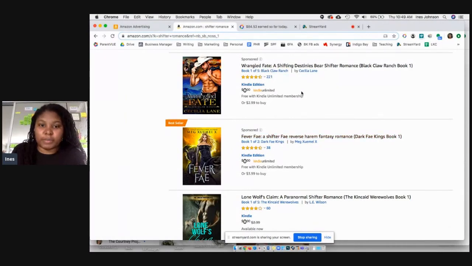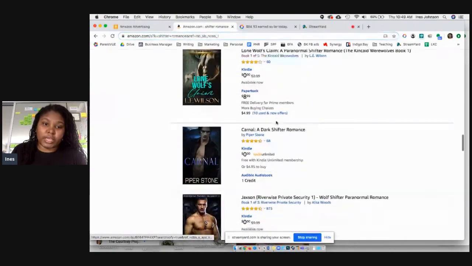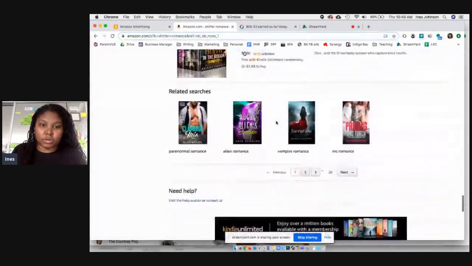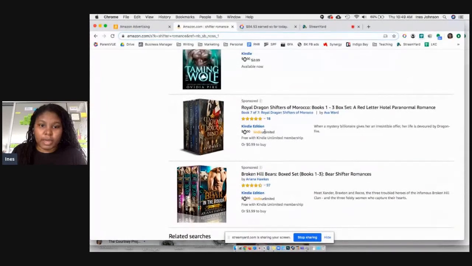product ads here with people who are paying to, whenever someone types in the word shifter romance, have their book show up. And then you got some more organic, and then at the bottom you're going to have two more. Yeah, 1, 2 at the bottom, you have two more.